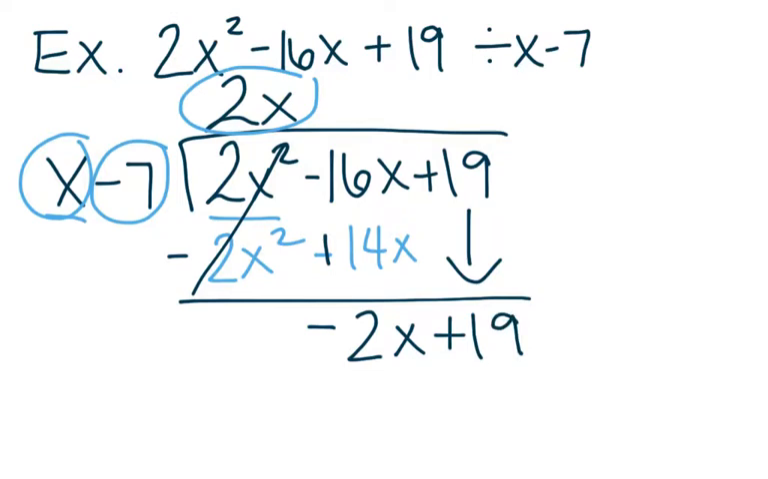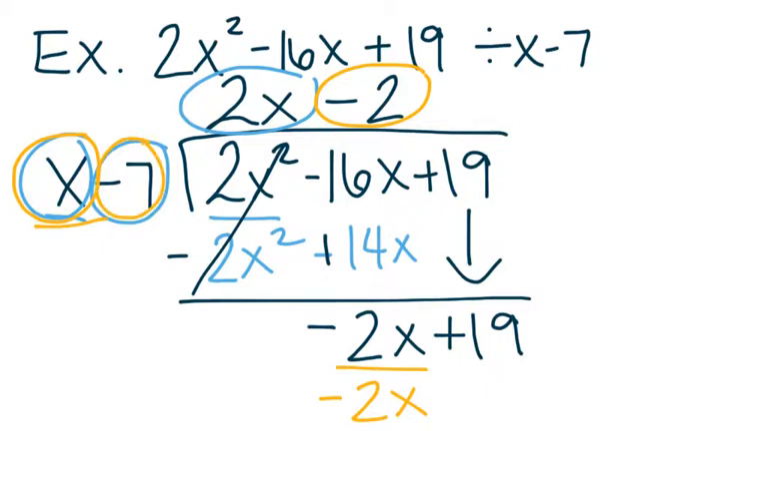Now I'm going to look at these terms. What would you multiply an x by to get negative 2x? The only thing that works is negative 2. Anything I write up top, I'm going to have to multiply by the divisor. So a negative 2 times an x is a negative 2x. Negative 2 times a negative 7 is a positive 14. And now the part I just wrote in yellow, I'm going to change to the opposite signs.